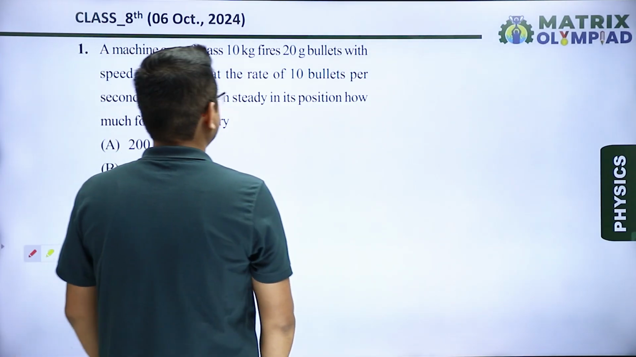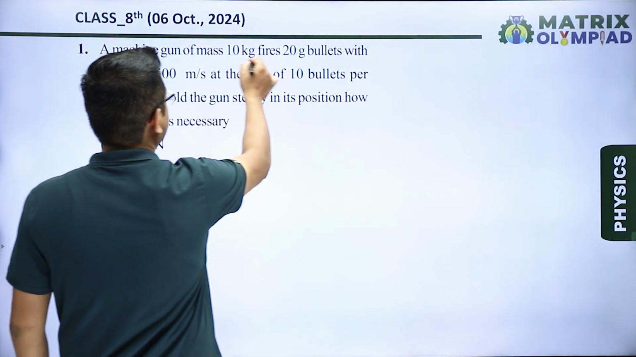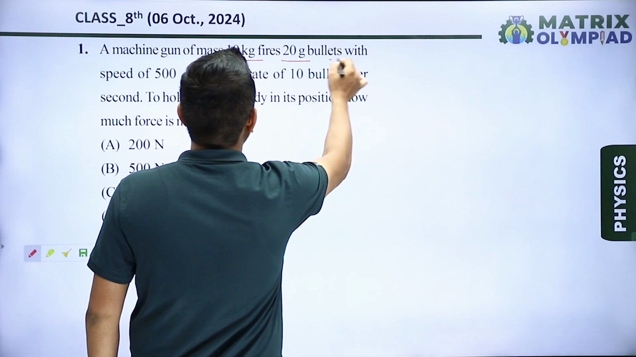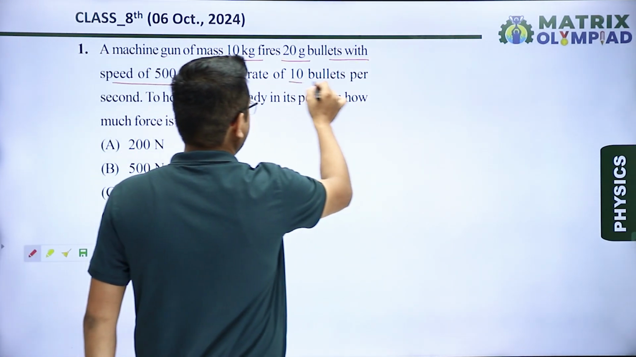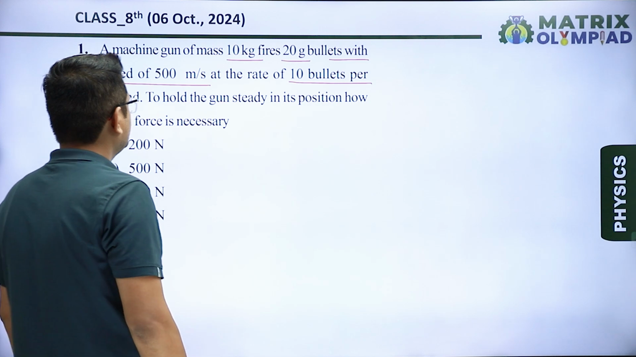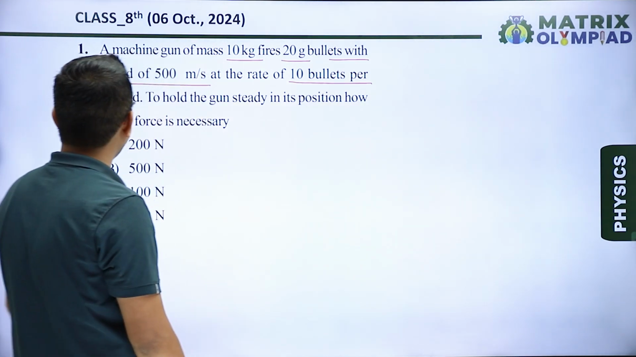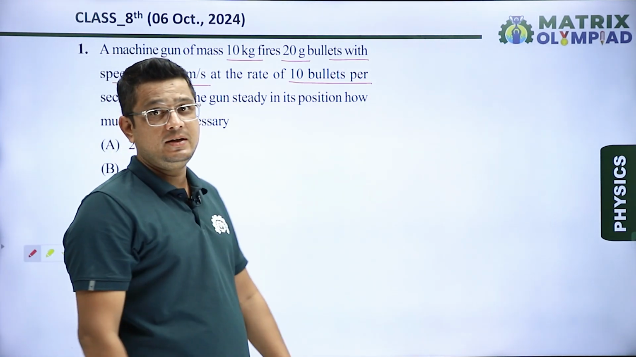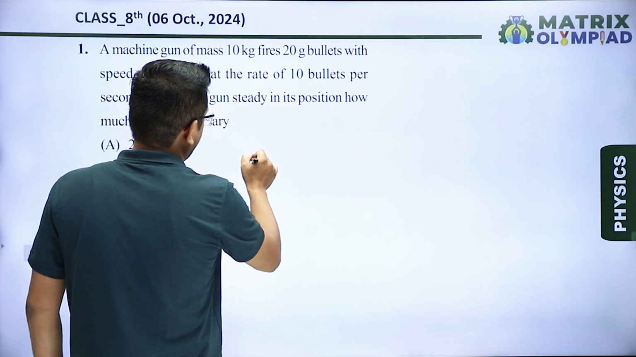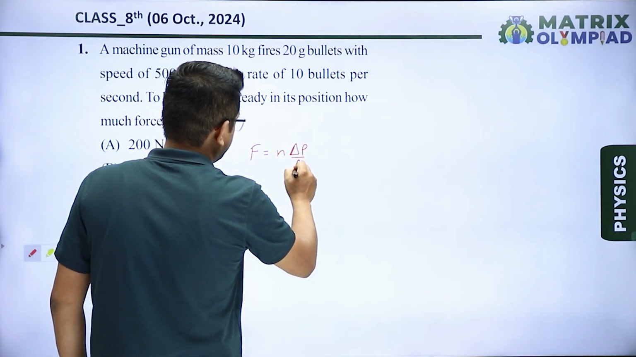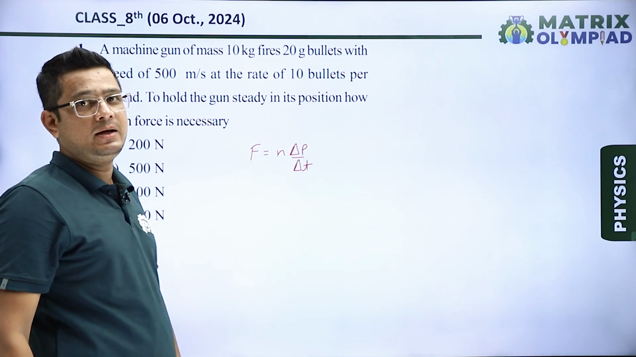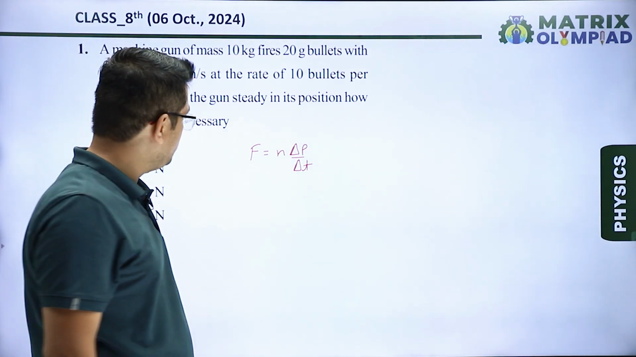In question number first, it is said a machine gun of mass 10 kg fires 20 gram bullets with a speed of 500 meter per second at the rate of 10 bullets per second. To hold the gun steady in its position, how much force is necessary? By using the second law of motion, F is equal to N delta P upon delta T. Here P is momentum and the value of momentum is given by mass into velocity.